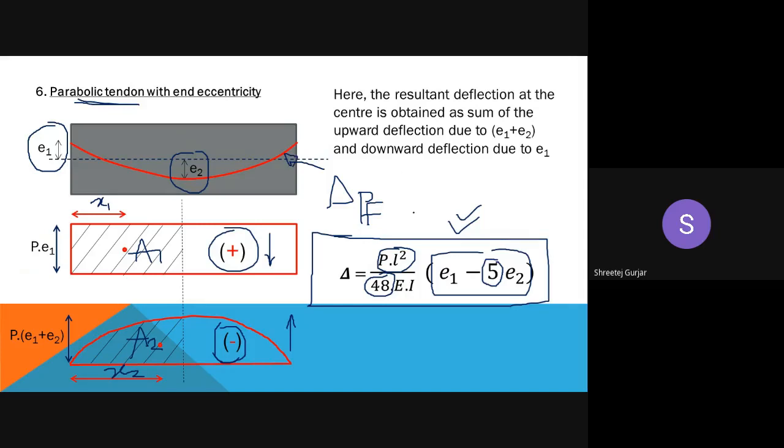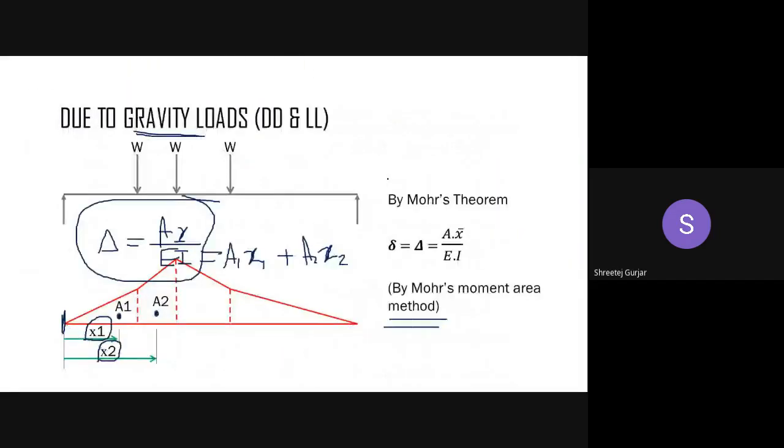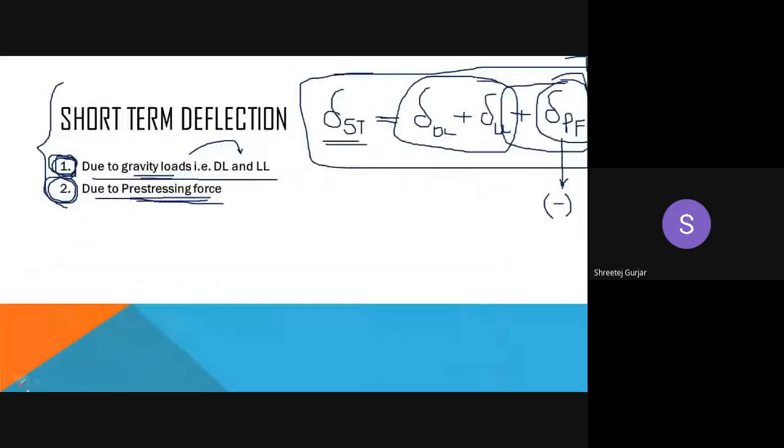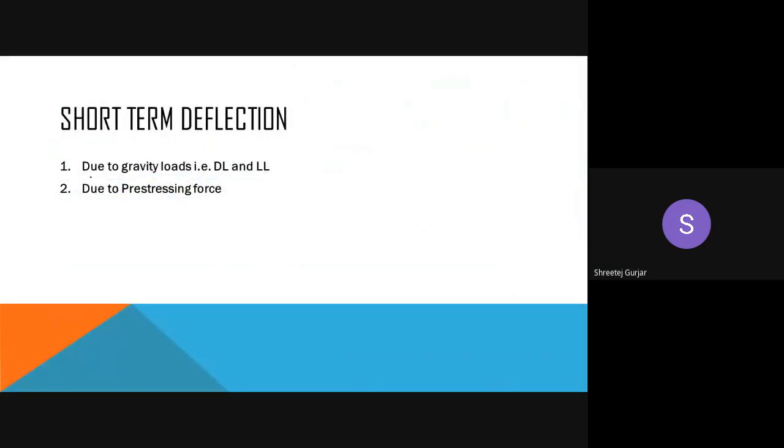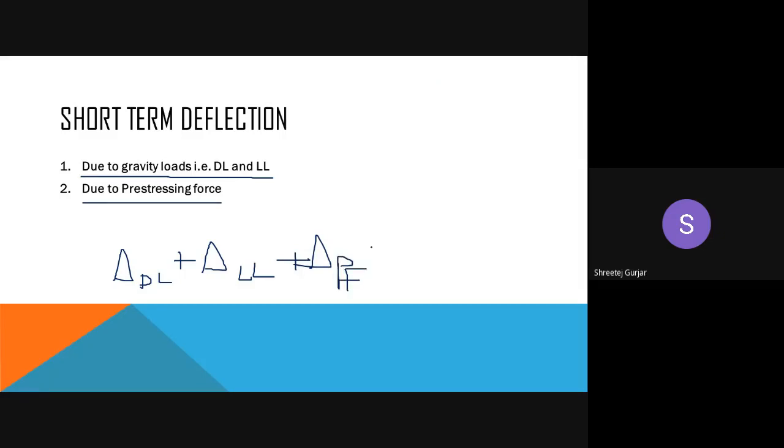So depending upon the cable profile, you have to calculate delta PF. Now we are done with all of the short-term deflections. Initially we calculated the deflection caused by dead load and live load, and then we looked into how we calculate the deflection caused by the pre-stressing force. Delta dead load plus delta live load plus delta pre-stressing force. The summation of all of these will give you delta short term.